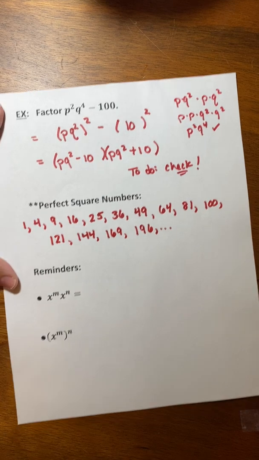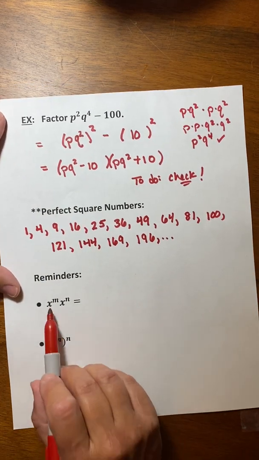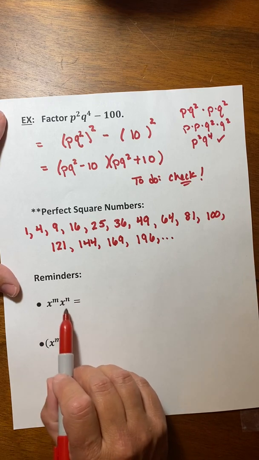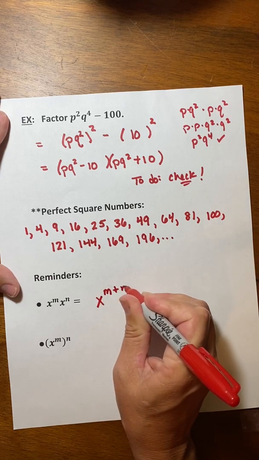Another couple of reminders. Remember your power properties. So for a product of x to a power times x to another power, we add the powers. This would be m plus n.